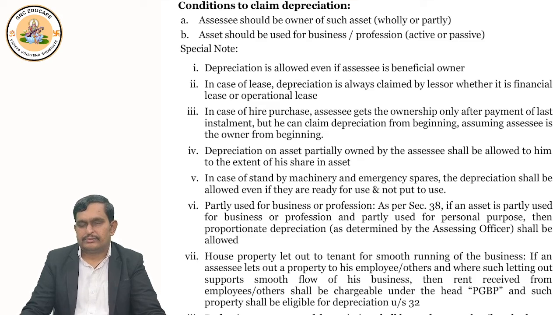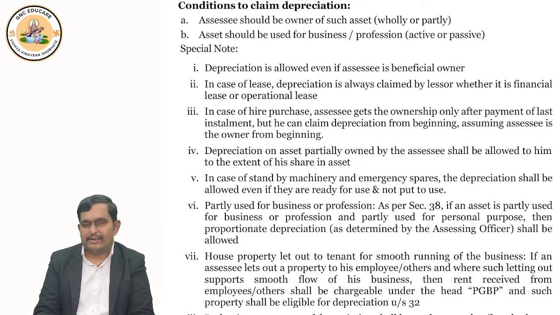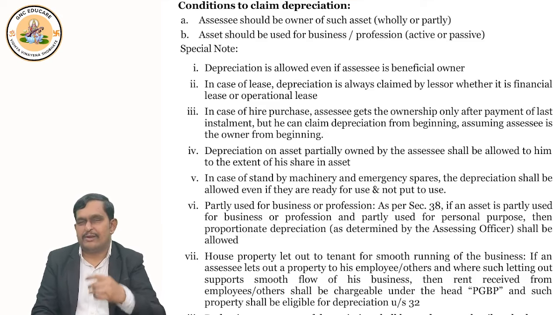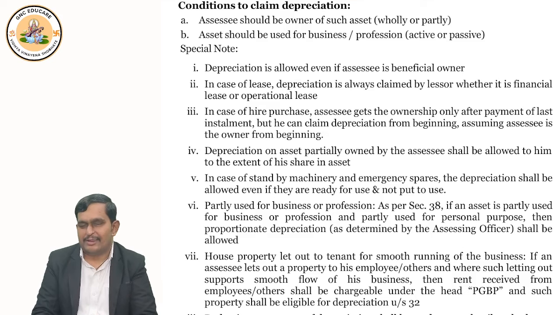Suppose, for example, I am a part owner. Like for example, 3 of my friends together purchased a building, around a 30 floors building. 10 floors me, 10 floors my friend, 10 floors his friend. Now, can I claim depreciation for the entire 30 floors? I'm not the complete owner, correct? I'm only the owner for 30%. So only for that 30% of the building cost, I can claim depreciation.